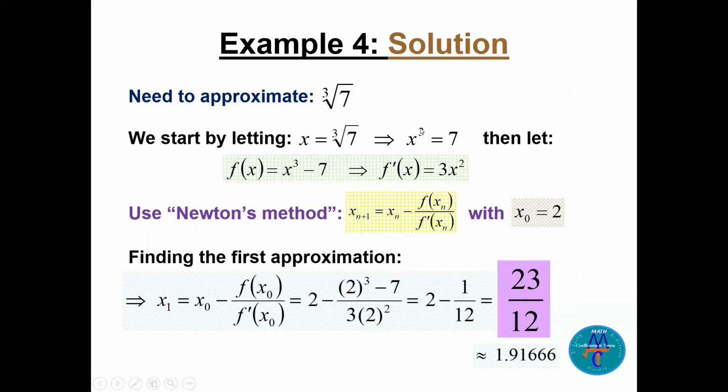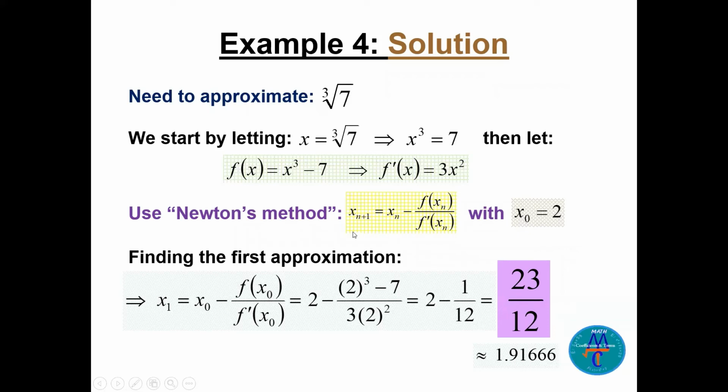Cube both sides here. You get x cubed is equal to 7. Friend, this is an equation. Let's construct a function. f of x is equal to x cubed minus 7. Let's find the derivative of that function, 3x squared. We have a function. We have a derivative. We have x sub 0 is 2, the initial guess. Use Newton's method. This is the formula.